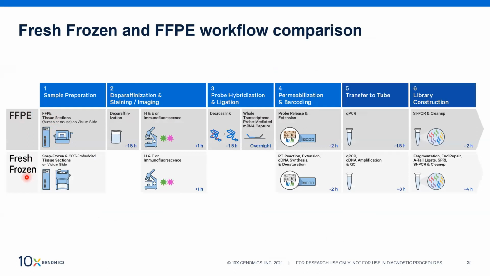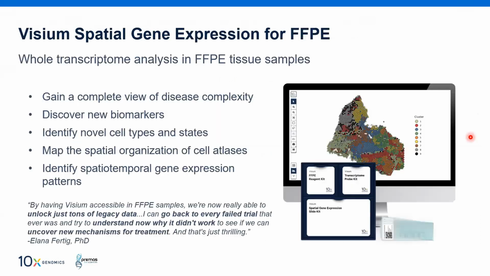So fresh frozen is typically a 1-day workflow if you are starting with OCT embedded tissue sections. And FFPE is a 2-day workflow where we have an overnight hybridization step that has to be done. And ultimately, the next day you can just prepare the samples, construct the library, and sequence it on an Illumina machine. So this is what exactly you will be able to do when you are using FFPE.